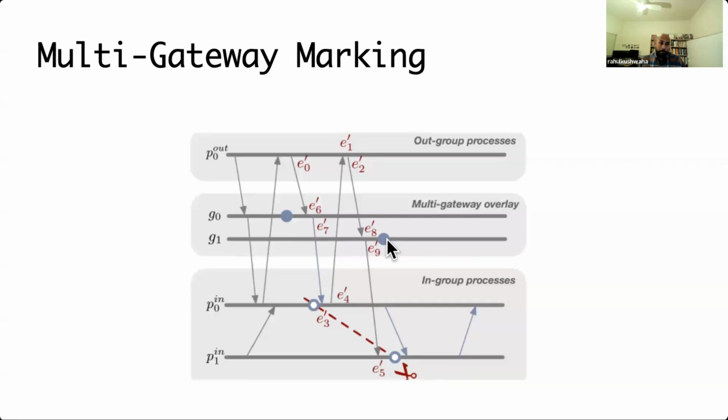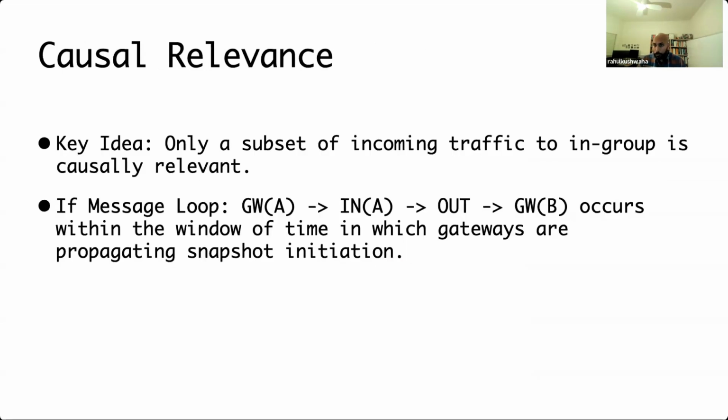So having a single machine helped us because that single machine provides a consistent point after which all the messages will be tagged. But having multiple gateway marking machines, this becomes a problem. To solve this, we have to think about what kind of messages we are concerned about. So the key idea is that only a subset of incoming traffic to our in-group is causally relevant. If you think about it, the message which goes from gateway A to INA, meaning our in-process machines, then goes out, but comes back in via gateway B.